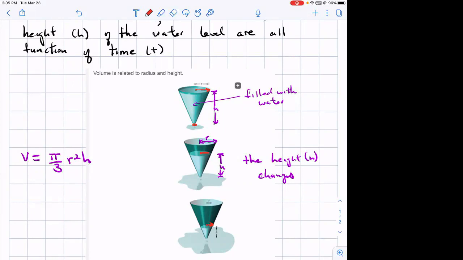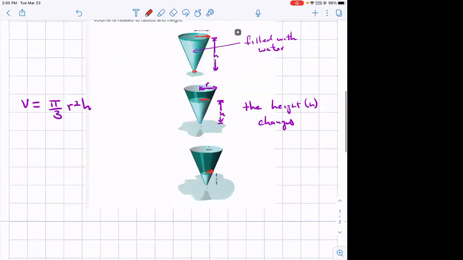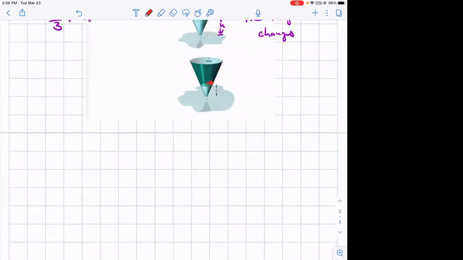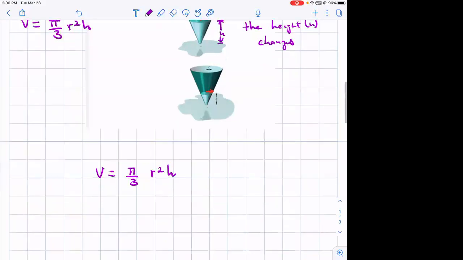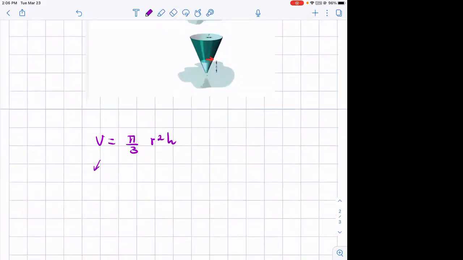Any questions? So last class we said that the volume of a cone, V, is equal to pi over 3 r squared h. Now, let's differentiate this with respect to time.